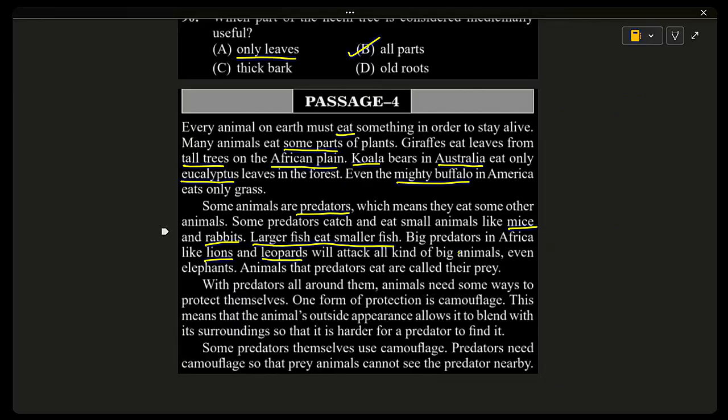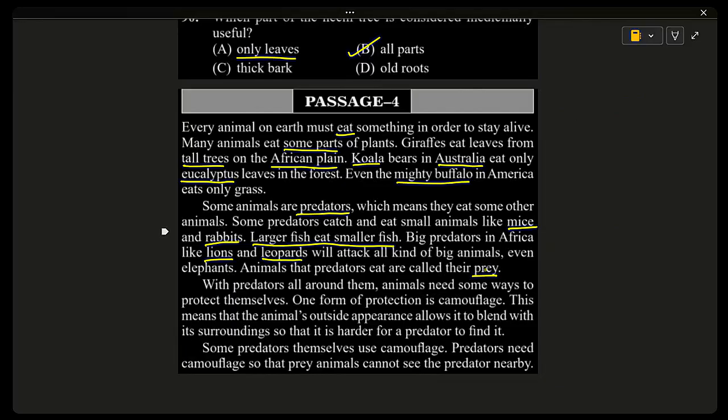Animals that predators eat are called their prey. See, suppose a lion is attacking a deer, so the lion is called the predator and the deer is called prey. Prey means that which becomes the food ultimately.